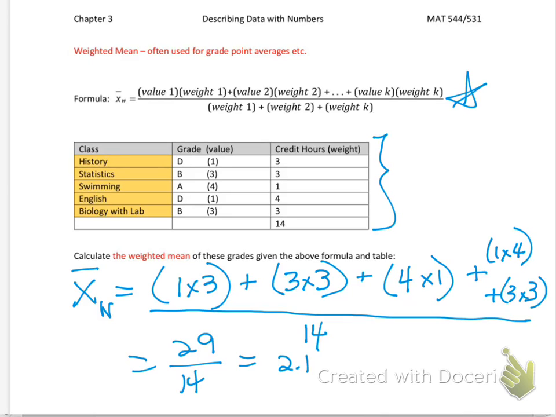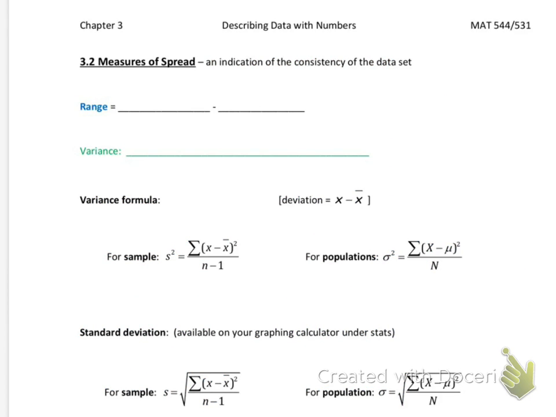Okay, so that's your weighted mean. And if you think of it in terms of how you would evaluate your semester at school, it will make sense to you, I believe. Okay, let's go on to the next page. Okay, now we're moving into section 3.2, which is entitled Measures of Spread. And the measures of spread give you an indication of the consistency of the data set.